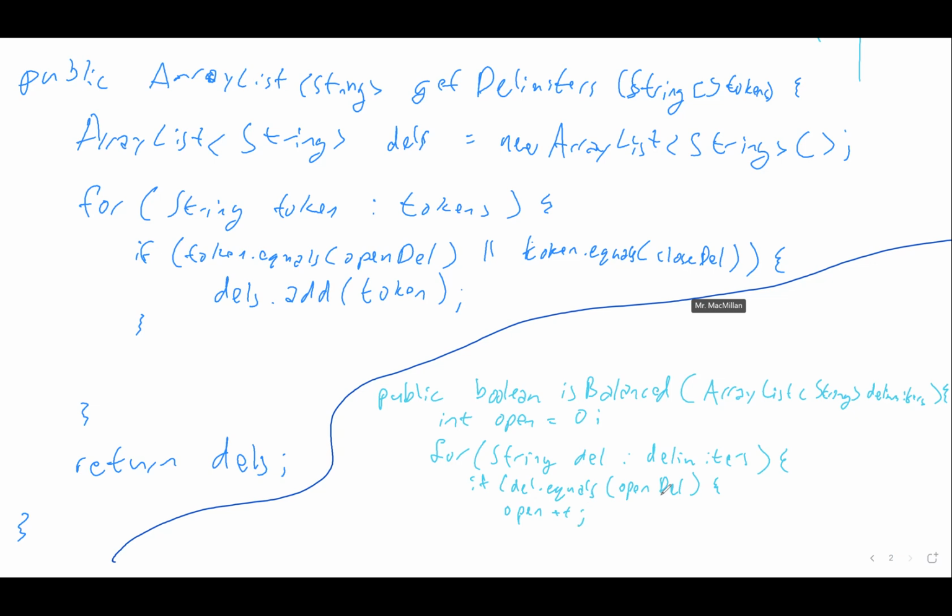Now, are there any other potential options besides it being the open delimiter? Could it be anything besides open or close? So you're going to say else. You say an else: open minus minus. And I've run out of vertical space.